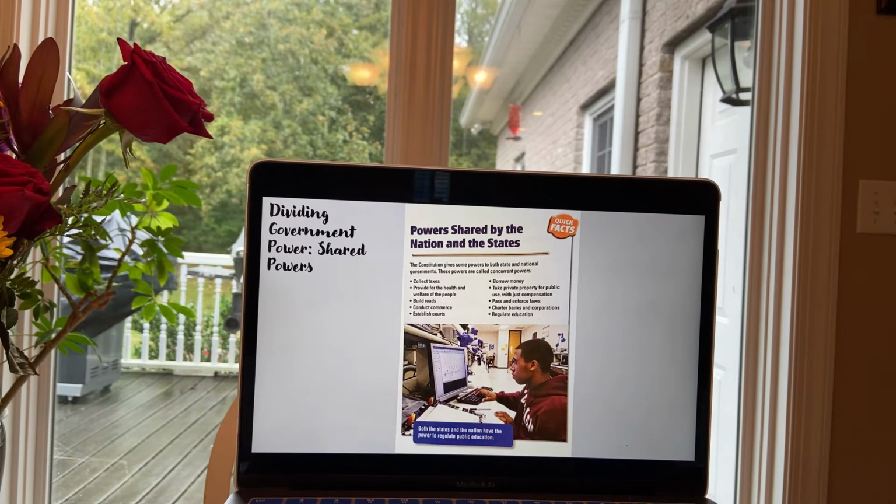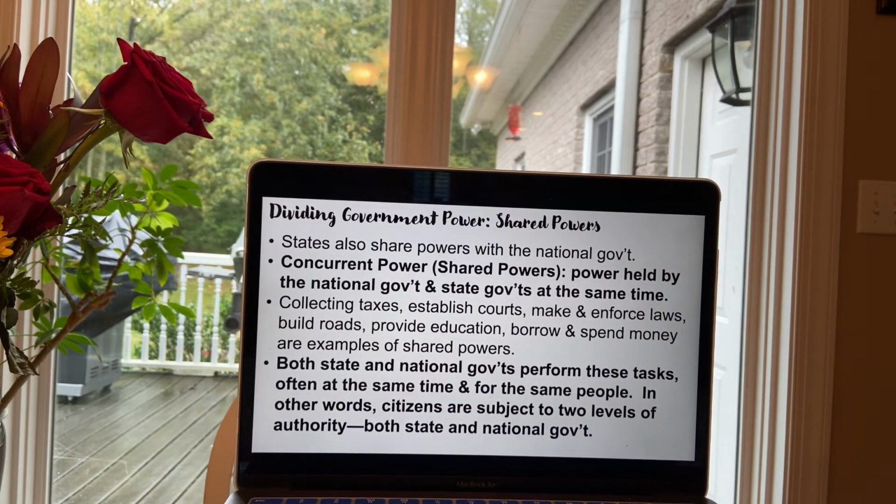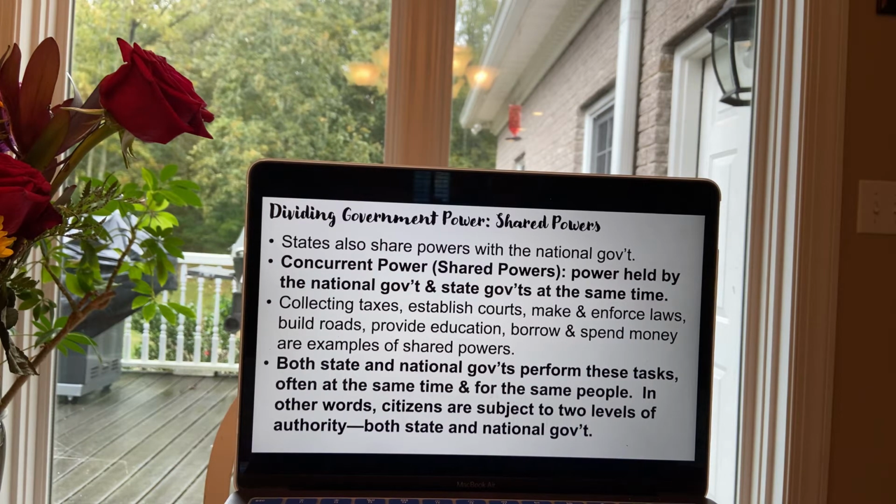Now, these are some powers that are shared by both the national and the state government. These are called concurrent powers. We call them shared and concurrent powers. These are the powers that the national government and the state government hold at the same time. Some examples would be collecting taxes, establishing courts, making and enforcing laws, building roads, providing education, borrowing and spending money. Those are examples of shared powers.